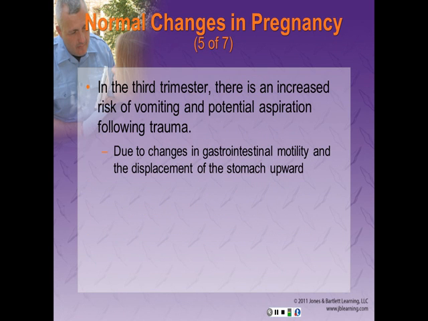In the third trimester, there is an increased risk of vomiting and potential aspiration following trauma because of the changes that occur in the GI tract. These changes include decreased gastrointestinal motility and the displacement of the stomach upward, and this significantly increases the chance that a pregnant trauma patient will vomit and aspirate if you are unable to clear her airway.